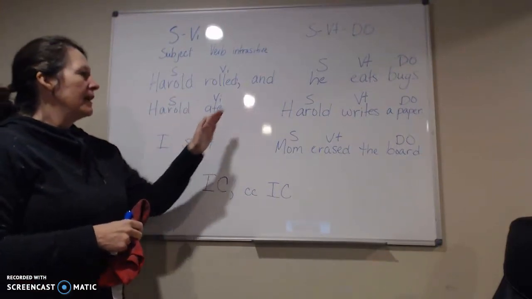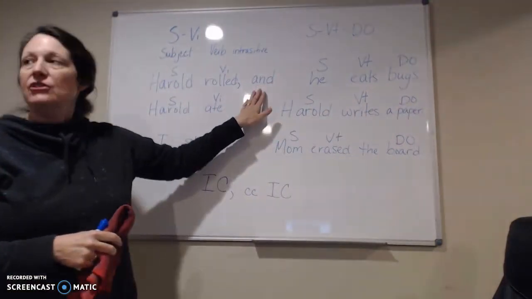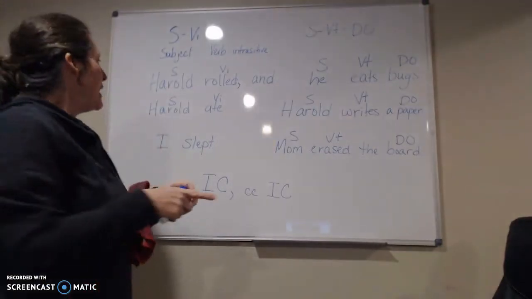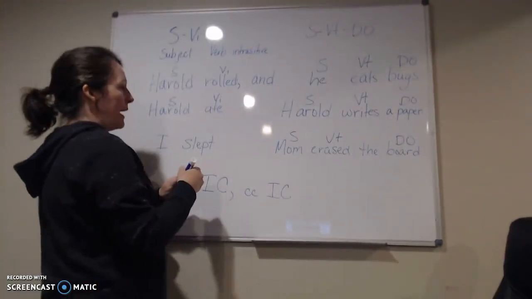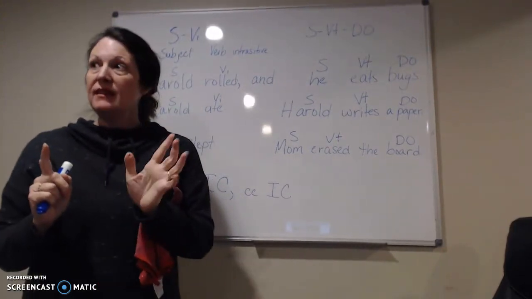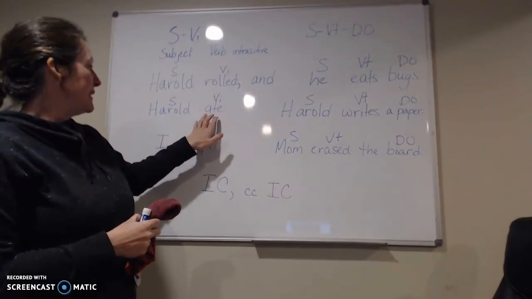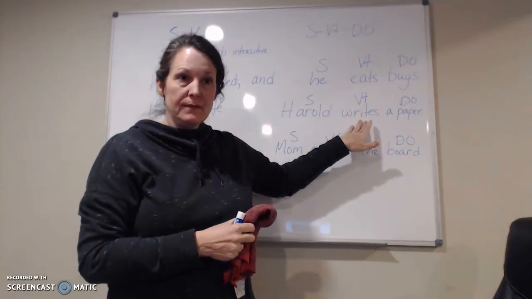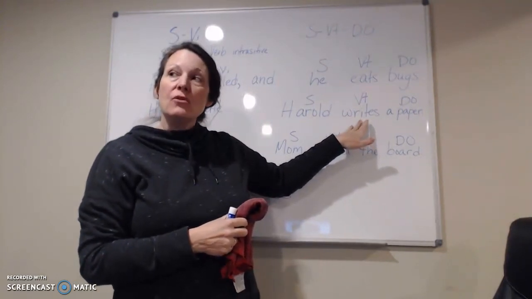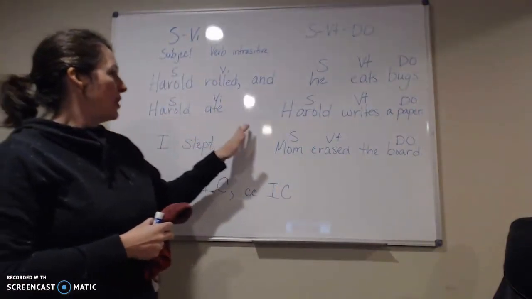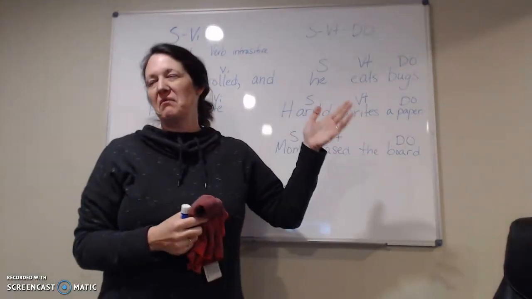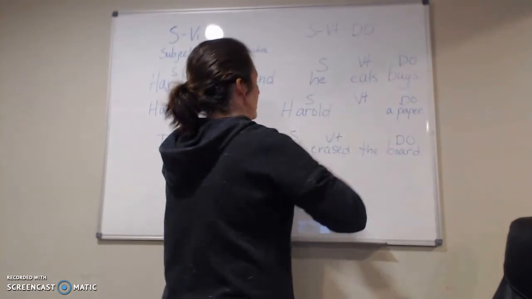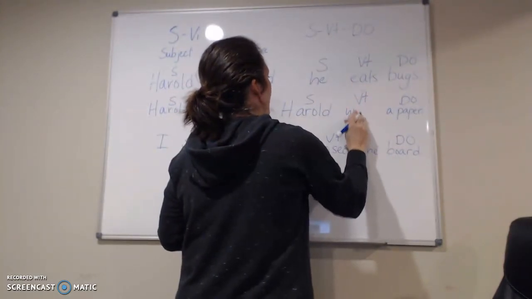Harold ate, Harold writes a paper. Now, we used and already. Think about our fanboys. Those are our coordinating conjunctions. So? Okay, Harold ate, so Harold writes a paper. There's a couple of problems with this compound sentence. The first one I see is I have a past tense verb, ate, and a present tense verb, writes. So I might want to change those if it doesn't make sense. Let's see. Harold ate, so Harold writes a paper. That doesn't really make sense. We will probably change our verb to past tense so that they match.